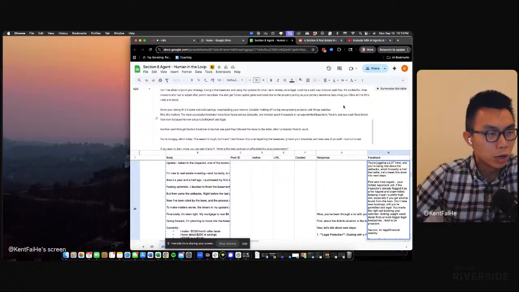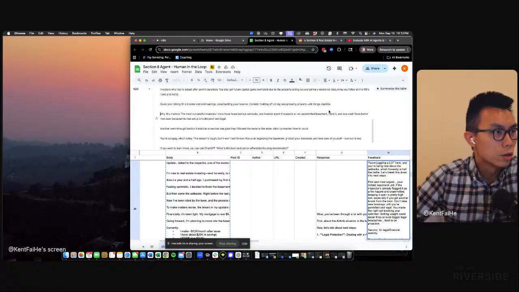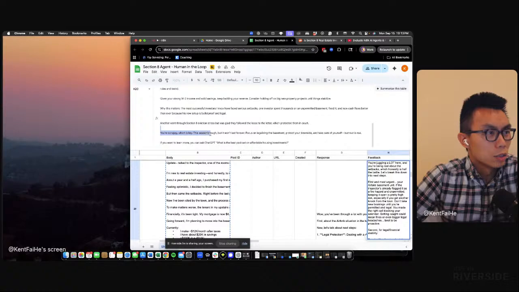People get permits or retroactive permits all the time, especially in California. Another one through Section 8 of extra stress. Your scrappy, which is key to seeing stuff, but it won't last. Before you leave out, never protect downside and take care of yourself.